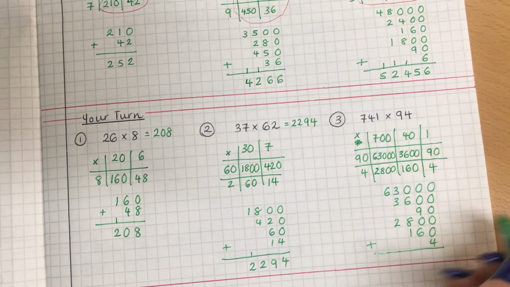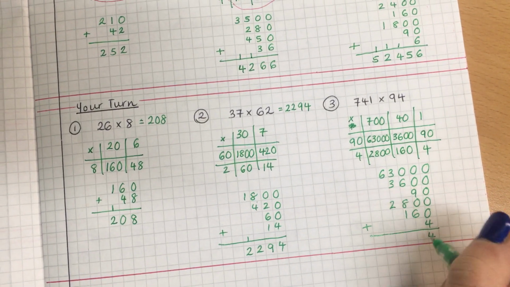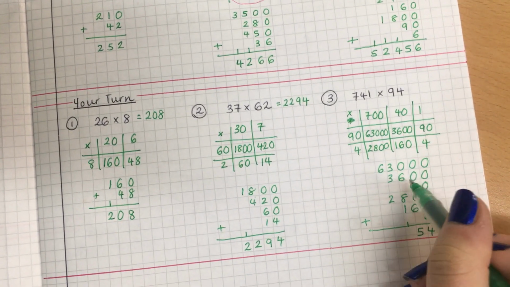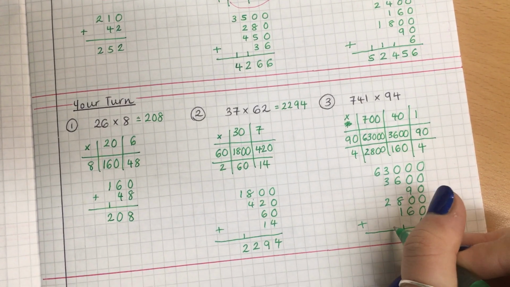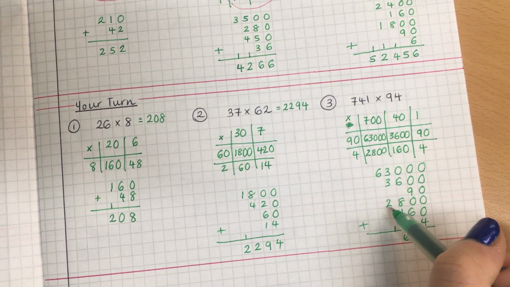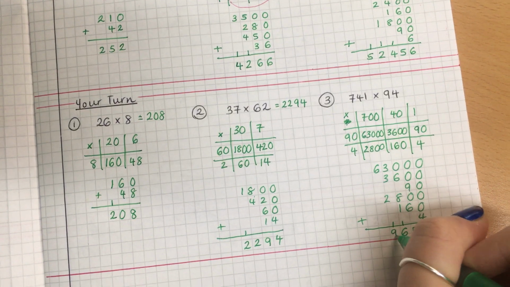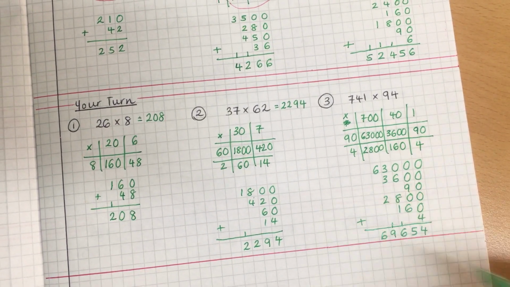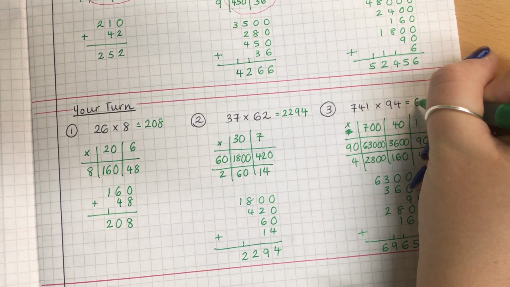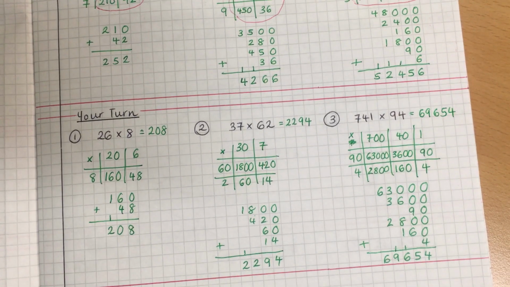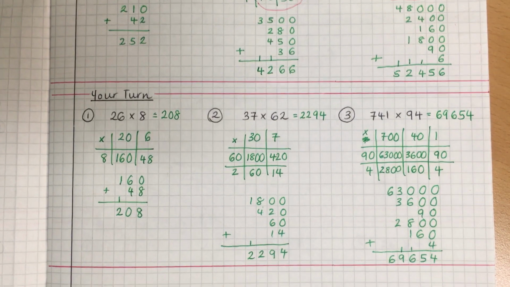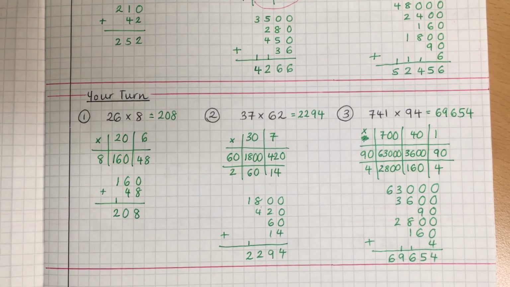So all of these things added together is 4. 9 add 6 is 15, carry the 1. 8 add 6 is 14, add 1 is 15, add 1 is 16, carry the 1. 3 add 3 is 6, add 2 is 8, add 1 is 9, and 6 add nothing is 6. So final answer, 69,654. So as you can see, this method is really clear, easy to use, visual, and you're far less likely to make mistakes than if you use column method.